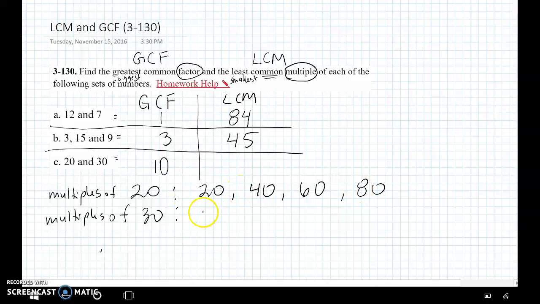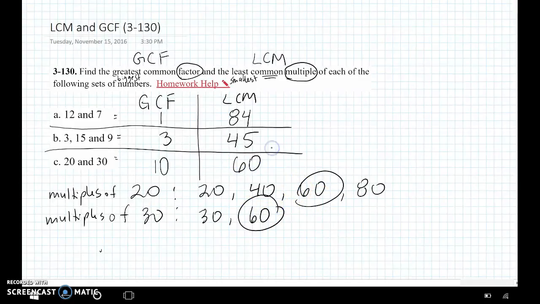And now do some of these. So 30 times 1 is 30. 30 times 2 is 60. Oh, there we go. We can stop already. That is the smallest one.